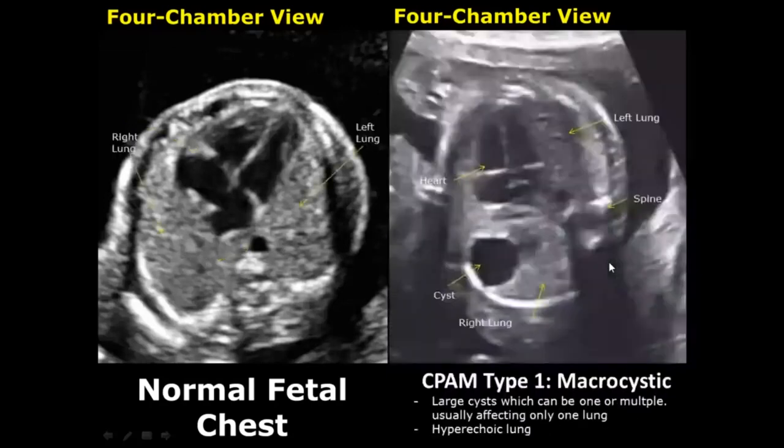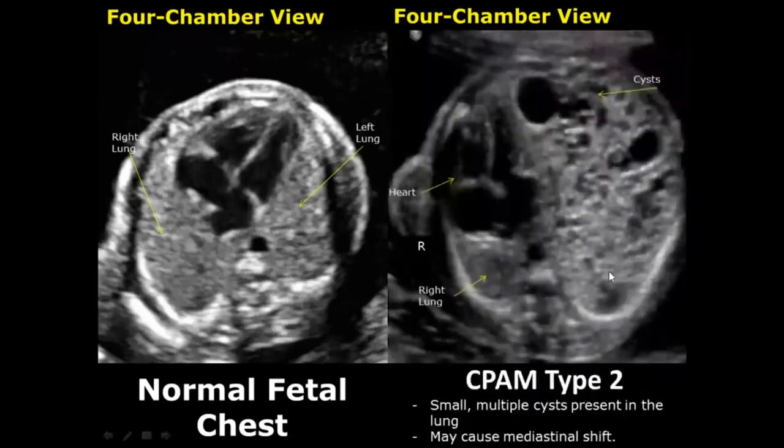Now we will discuss fetal lung abnormalities, starting with CPAM, which stands for congenital pulmonary airway malformation. It has three types based on its appearance. The first type is macrocystic, which has large cysts. They can be one or more than one, and the lung is enlarged and hyperechoic as well, and it may cause mediastinal shift.